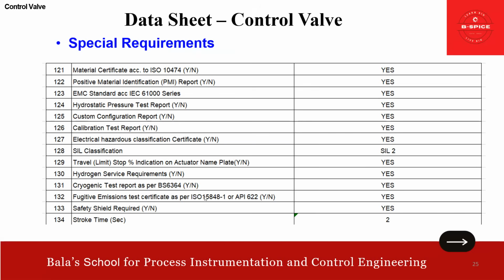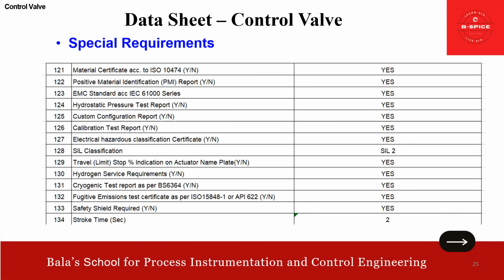Yes. Fugitive emissions. If it is fugitive emission, as per ISO 15848-1 or API 622, you put this. Yes, sir. These are all very typical requirements in a typical refinery application. That is why I just put all these from that reference actually. If it is not required, then you don't have to worry actually.